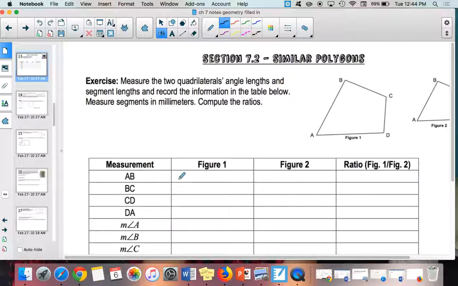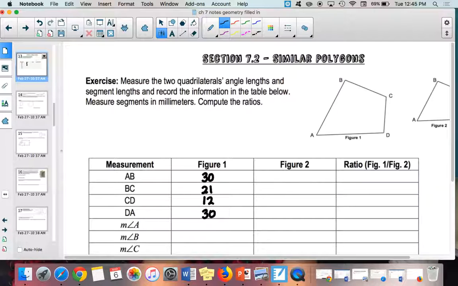Let's go with this table here. So Isabella, your table. What do you have for figure 1 for AB? 30, do we agree with 30? Yeah, how about the next one, BC? So, Anvita, what'd you get? 2.1 centimeters? Well, what's that as millimeters? 21. Okay, and then CD? Yeah, Cam? 12. DA? Maya, did you get DA? What'd you get for that? 30. All right, and then figure 2.